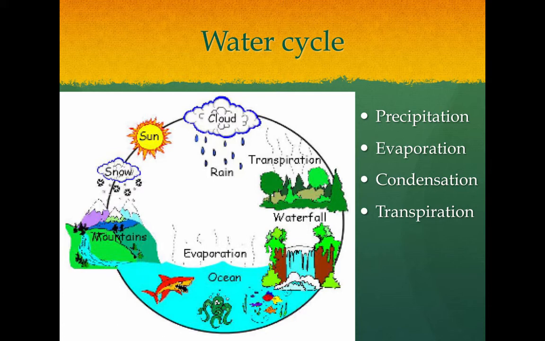Precipitation is when water in the atmosphere falls to the Earth's surface in the form of rain, sleet, or snow. Evaporation is when liquid water on the Earth's surface turns to water vapor in the atmosphere. Condensation is when that water vapor in the atmosphere condenses into water droplets that turn into clouds. And transpiration is when water evaporates from the leaves of plants.